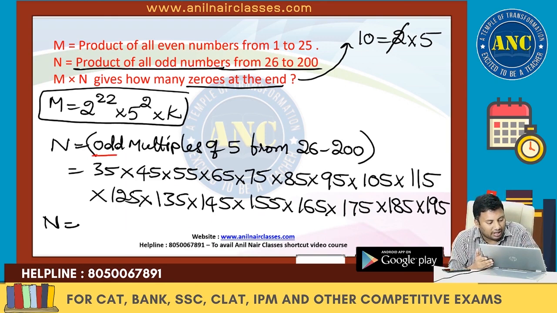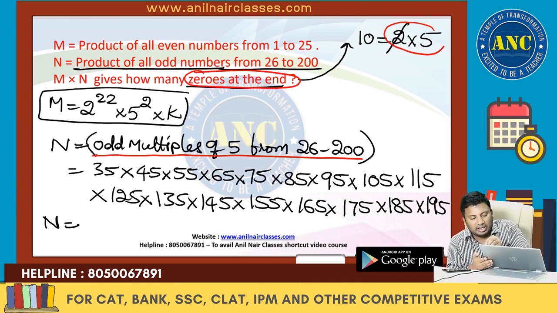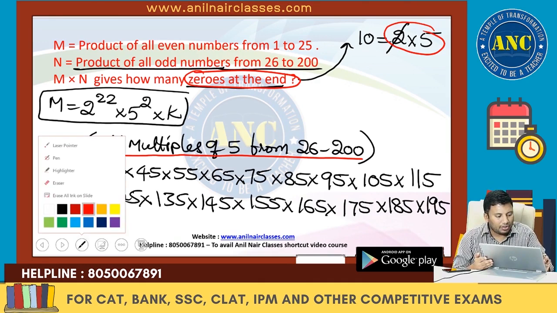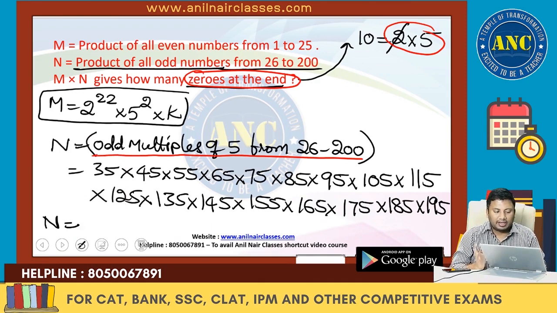Why have we taken only multiples of 5? Because I want zeros at the end. Zeros at the end is 2 into 5. Right? I hope it is clear.